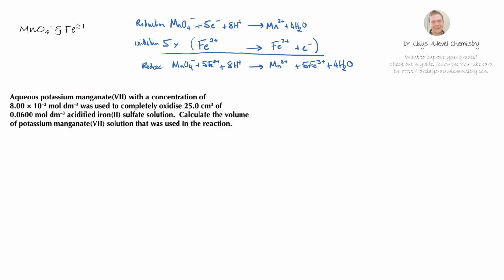So here we've got our question: aqueous potassium manganate 7, that's our MnO4- that we were talking about before, with a concentration of 8 times 10 to the minus 3 mol dm-3, was used to completely oxidize 25 cm³ of 0.06 mol dm-3 acidified iron 2 sulfate. We acidify the iron 2 to ensure that it's all fully reduced, to make iron 2 from iron 3. And the question is to calculate the volume of potassium manganate 7 solution that was used in this reaction.